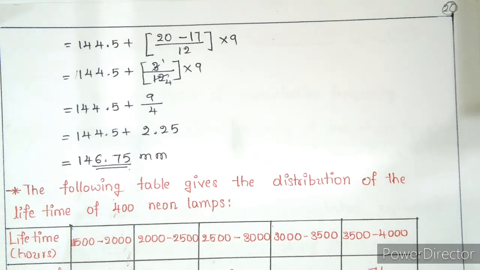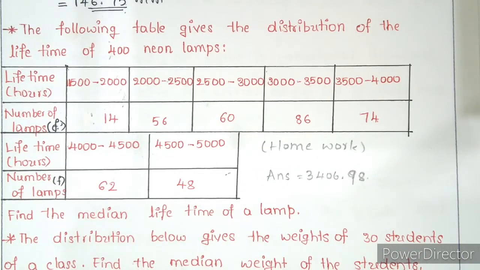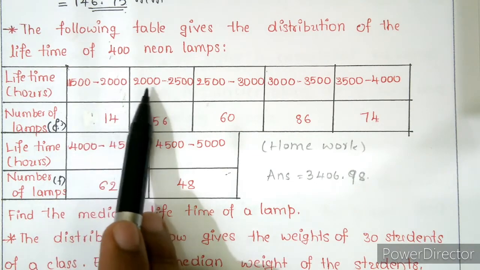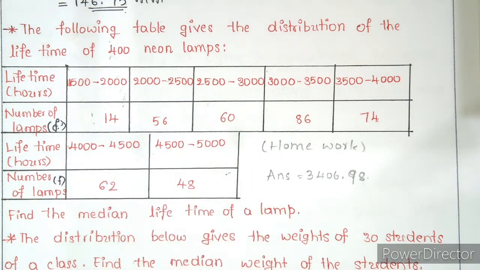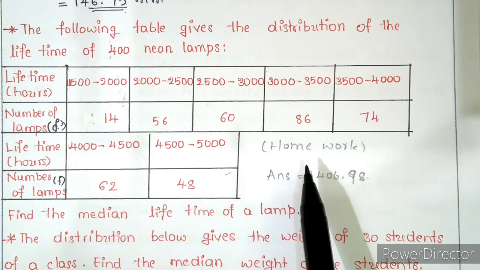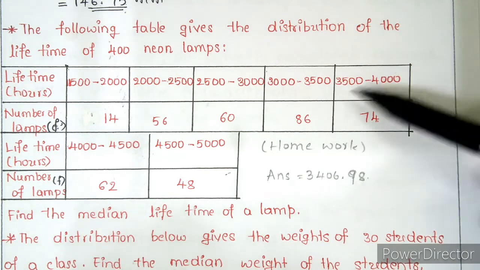The following table gives the distribution of the lifetime of 400 neon lamps. So this is homework. Lifetime: 1500 to 2000, 2000 to 2500, 2500 to 3000, 3000 to 3500, and so on up to 4500 to 5000. The number of lamps: 14, 56, 60, 86, 74, 62 and 48. Homework. The answer you get is 3406.98, which clearly lies in the class with frequency 86.